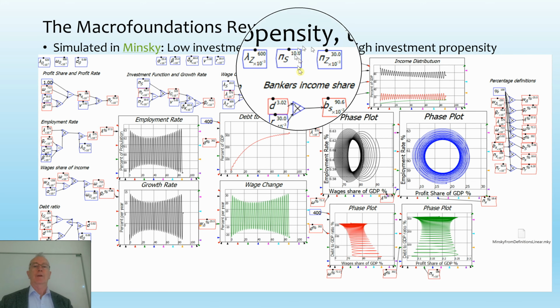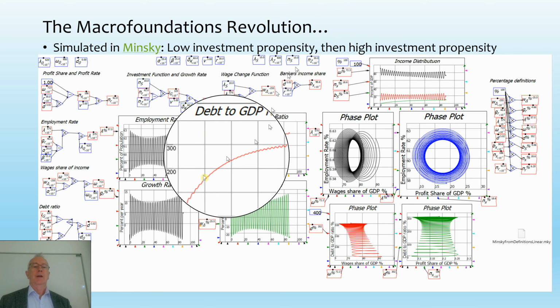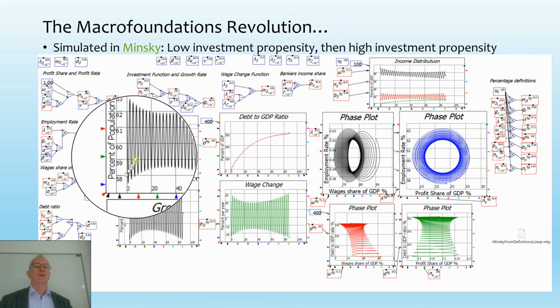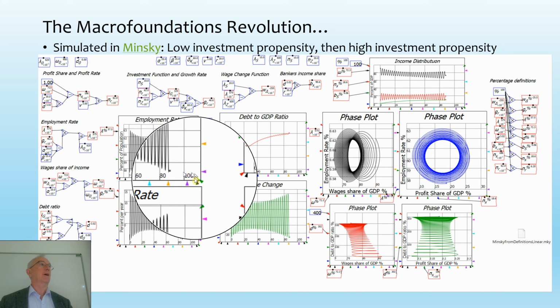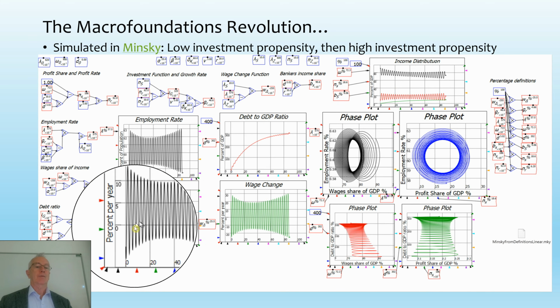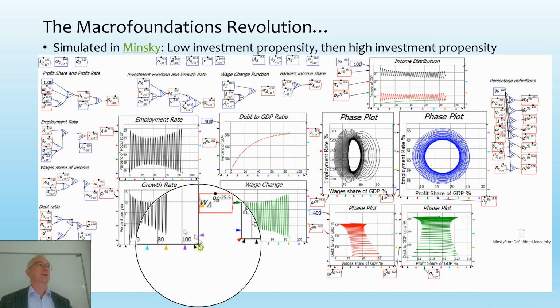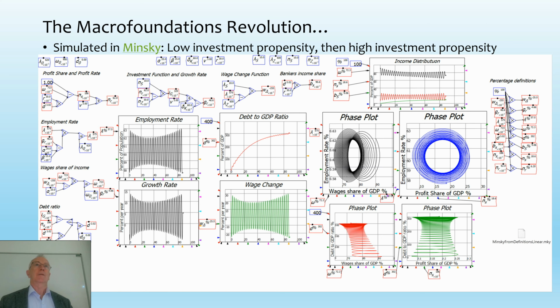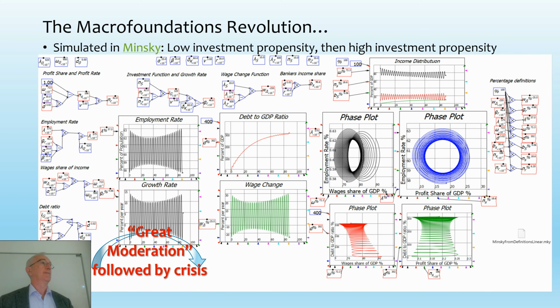Okay? This is what happens if you have a higher level of desire to invest. So I've now gone from that being 5 to that being 10. And you can see what's happening. The cycles diminish and then start rising again. The growth rate stabilizes and then gets unstable. Okay? That's not at all the sort of behavior you can get out of a neoclassical model, but it's comparable to what we saw in the real world.